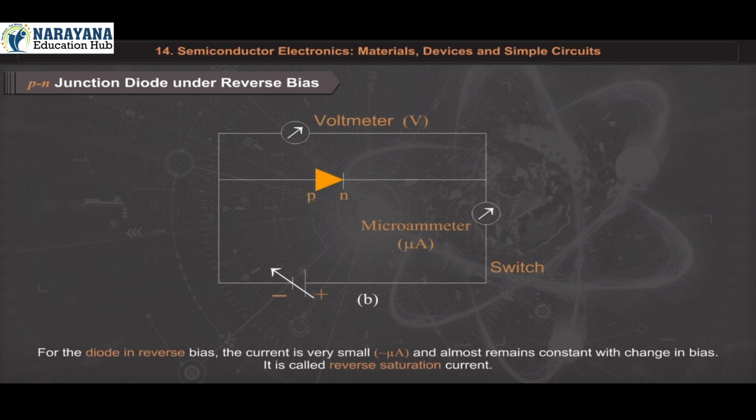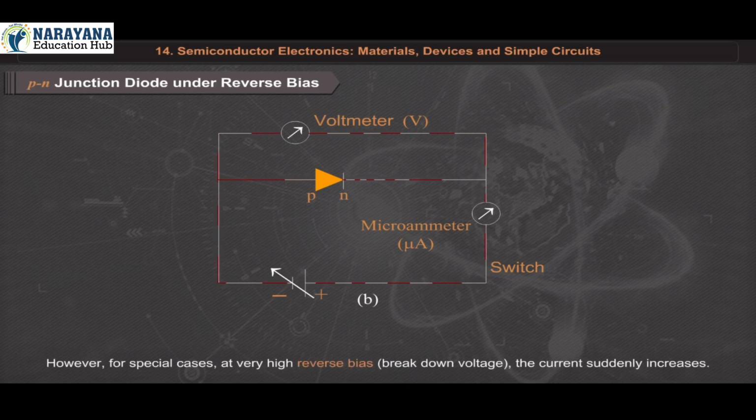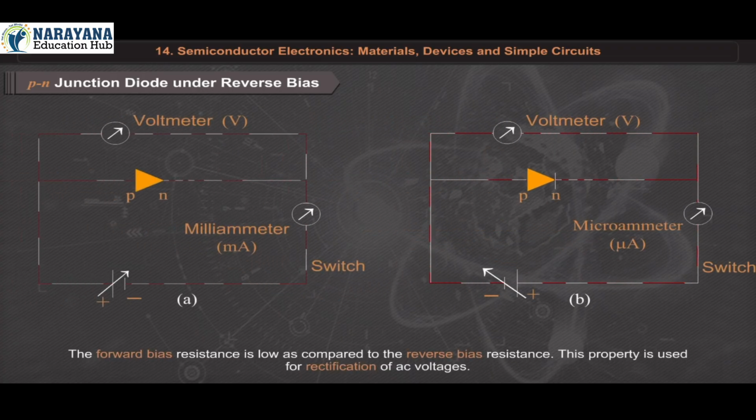For the diode in reverse bias, the current is very small, that is of the order of microampere, and almost remains constant with change in bias. It is called reverse saturation current. However, for special cases at very high reverse bias, the breakdown voltage, the current suddenly increases. The forward bias resistance is low as compared to the reverse bias resistance. This property is used for rectification of AC voltages.